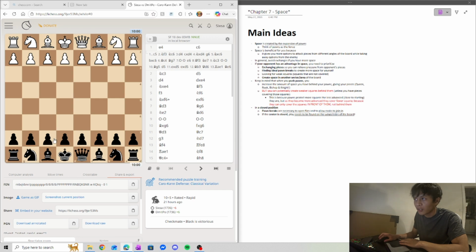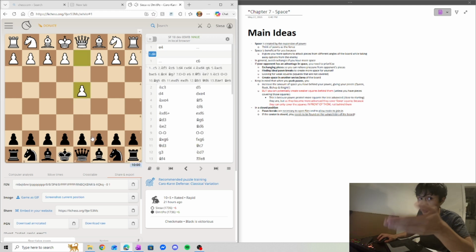So we're gonna go into the next chapter, which involves the discussion of space. So what does space mean in chess? It refers to the expansion of your pawns. So you can see here that I'm drawing several arrows to show that when you push your pawns, the mobility of your pieces increases because they have more squares to move towards when you move a pawn out.